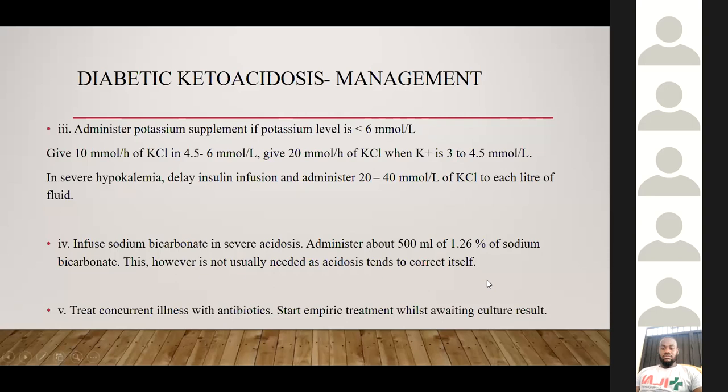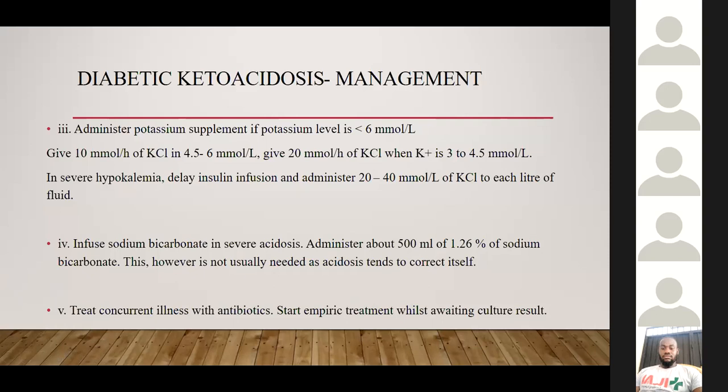Then sometimes, not always, if you have bicarbonate and then the acidosis, you can go ahead and then administer some bicarbonate. As you can see, I said bicarbonate is basic, so 500 mils of 1.26% sodium bicarbonate. We usually don't do it, but it's something that can be done, and it helps in the acidosis. But most of the time, the acidosis will correct itself when you are giving enough fluids, you are giving insulin, and then you are controlling your electrolytes.